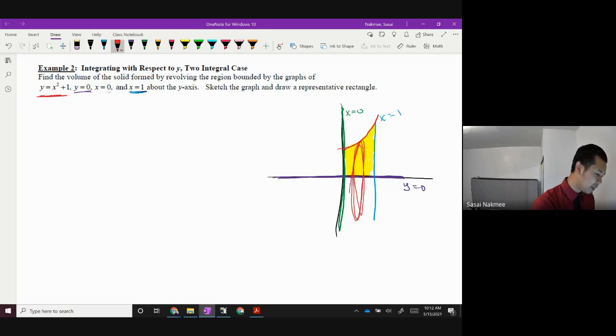Which, by the way, wouldn't be that hard, would it? It would just be the integral from 0 to 1 of pi times this function in red squared, right? Because that's what that would be if I was just calculating it that way. But they're not asking us to spin it that way. They're asking us to spin it about the y-axis. So they're asking us to take this and spin it this way, like so.